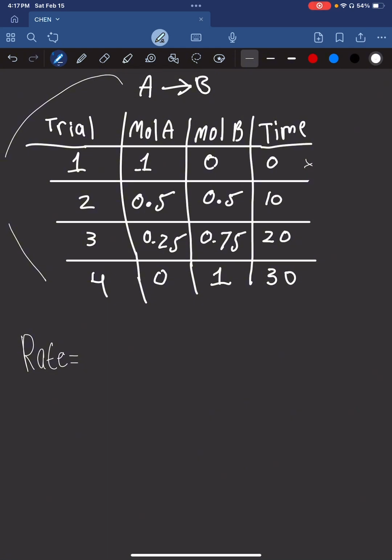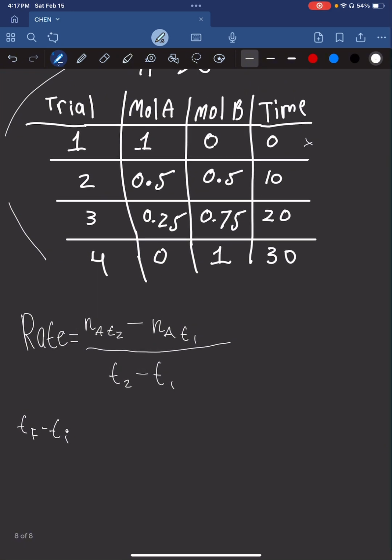So boom, we have the equation: moles of whatever you pick. Let's just pick A at a specific time, let's say T2, minus the moles of A at another time, let's say T1. And then we have the time T2 minus T1. You could also have it as just T final minus T initial. But as I said before, it doesn't have to be final and initial. It could just be a time and another time.